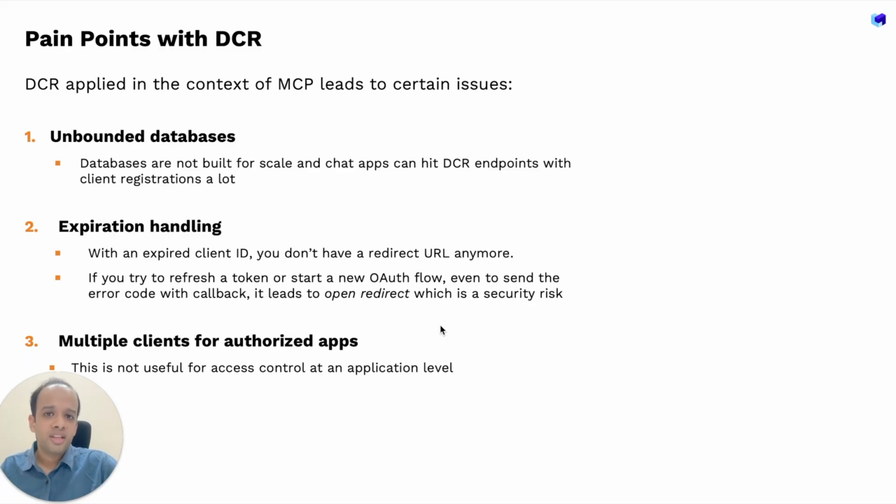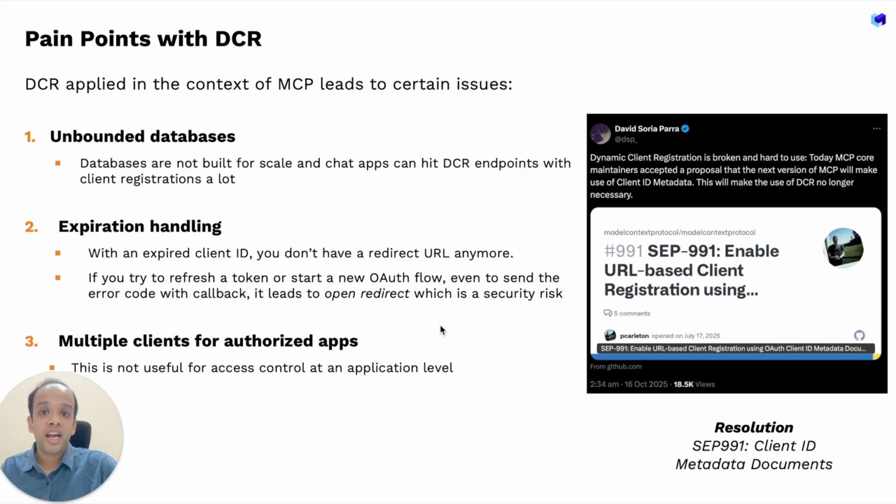To solve all of this, some work is going around SEP 991, which is basically client ID metadata documents, which can actually counter these issues. And I'm showing you a tweet by David at Anthropic here, who is the co-creator of MCP. And this is a tweet from 2 weeks back on 16th October, where he says that today MCP core maintainers accepted a proposal that the next version of MCP will make use of client ID metadata. They will make the use of DCR no longer necessary. So what do client ID metadata documents actually do? It basically puts the URL to the metadata file as the client ID.